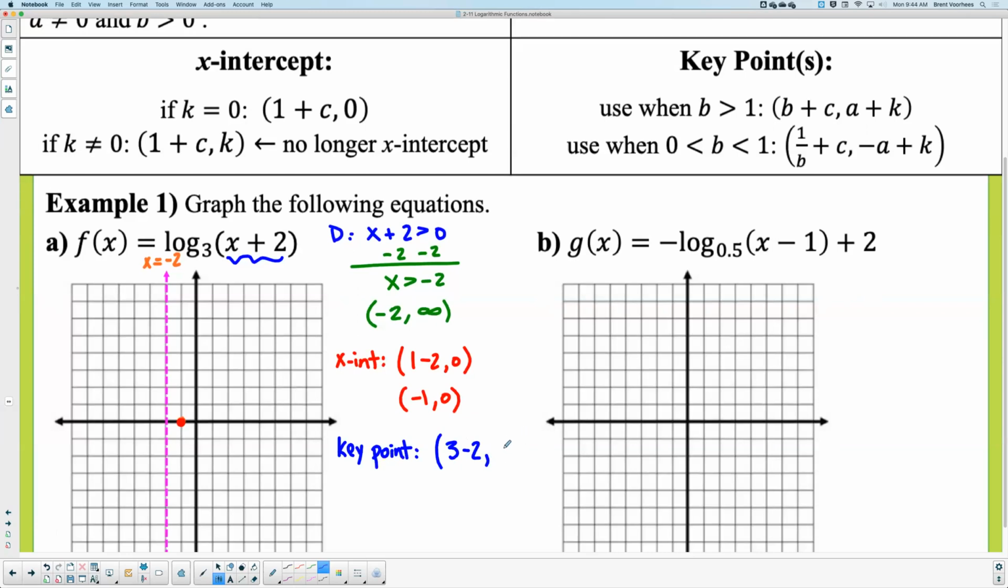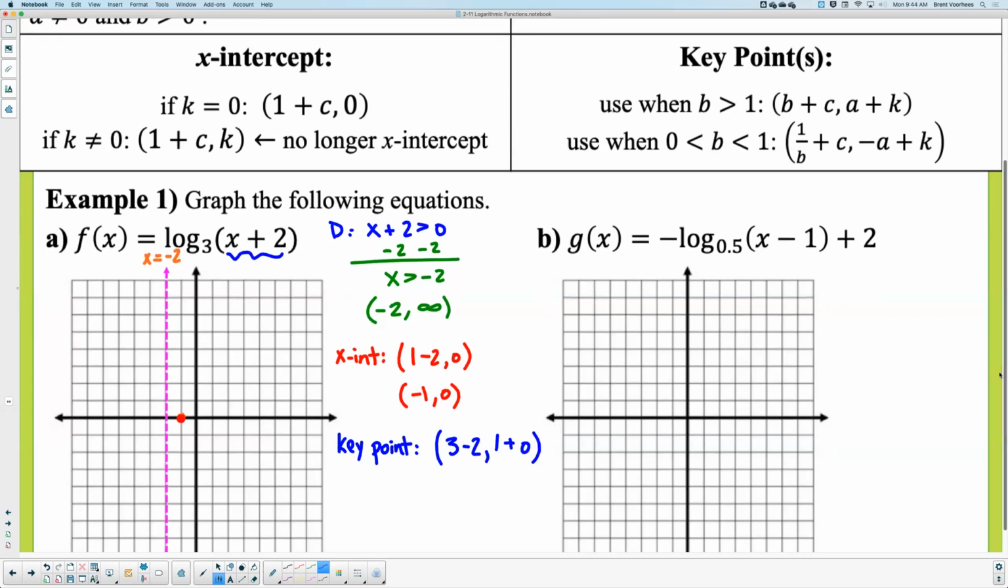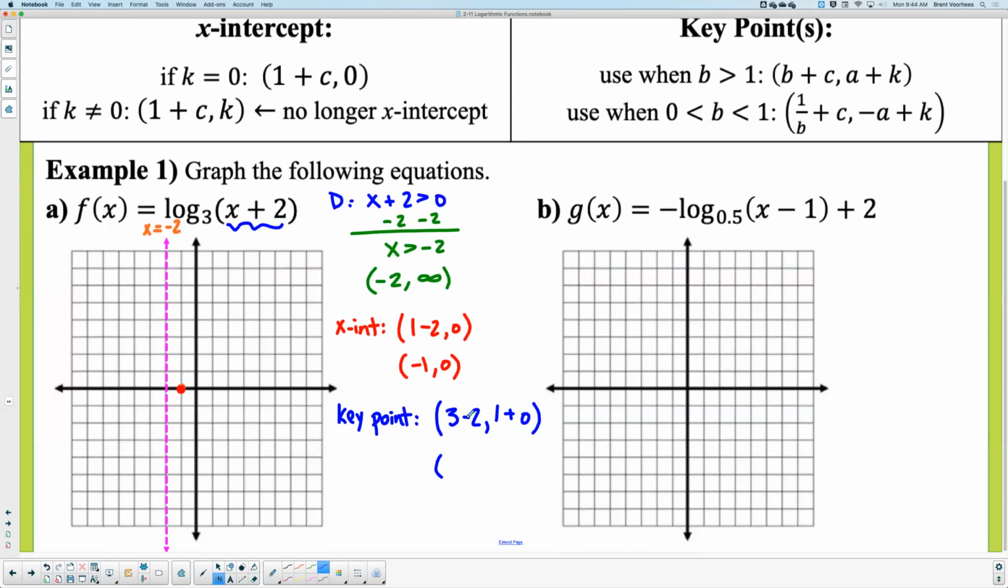And then the y value is a plus k. So a is the number in front of the log. How many logs do I have? 1. K is the number after the log. 0. So when I simplify this, I'll get my other point. What is 3 minus 2? 1. And here? 1. Okay, so the point is there.